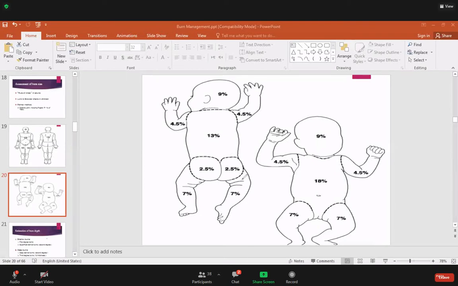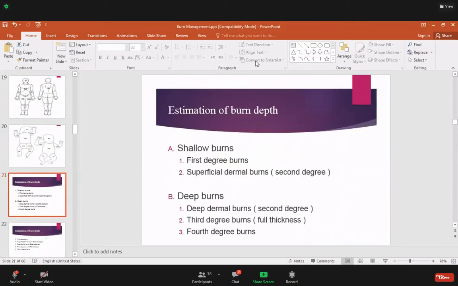Now, how to calculate? Is there any issue in listening? Can you hear properly? Yes, we can hear. People are writing in the chat. Okay, it is giving me the indication. Okay, I'm not seeing the chat actually.